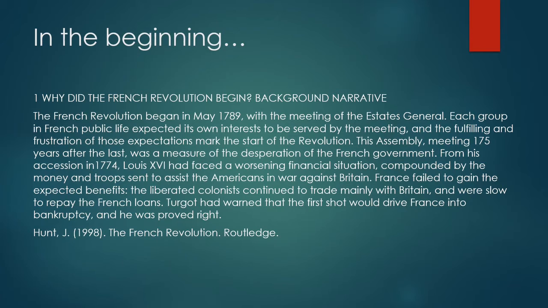From his accession in 1774, Louis XVI had faced a worsening financial situation, compounded by the money and troops sent to assist the Americans in the war against the British. France failed to gain the expected benefits. The liberated colonists continued to trade mainly with Britain and were slow to repay the French loans. Turgot had warned that the first shot would drive France into bankruptcy, and he was proved right.